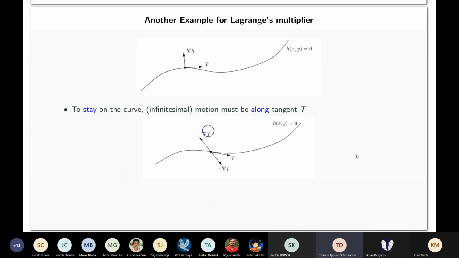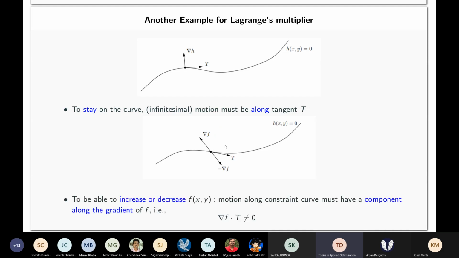Okay, so we have this tool to tell us how I should move, rather than moving randomly and then checking the level curve value. To be able to increase or decrease, motion along the constraint must have a component along the gradient of f.